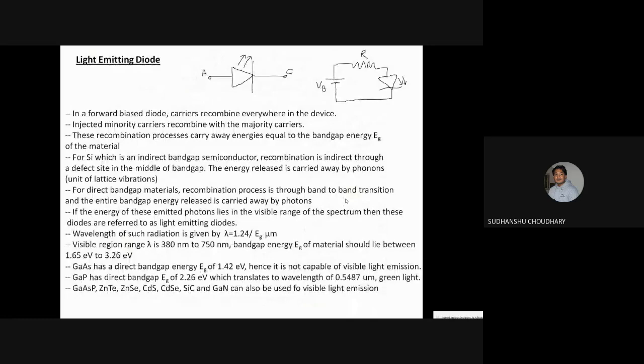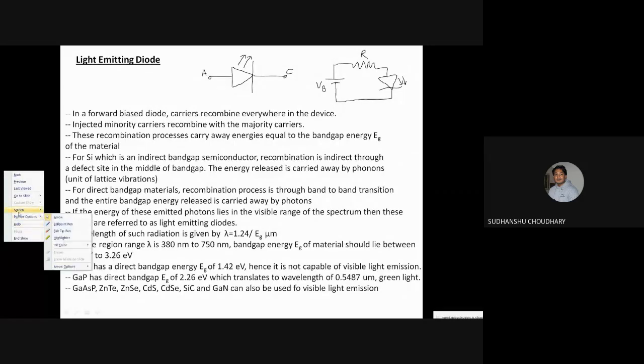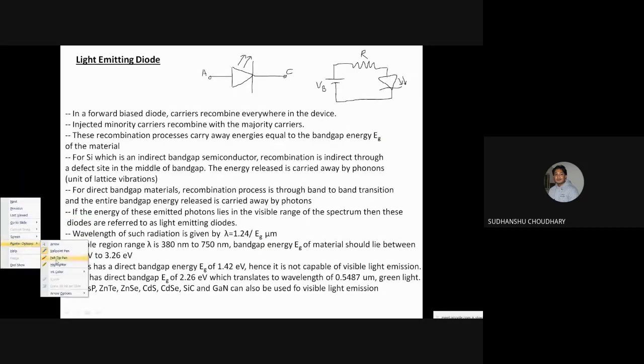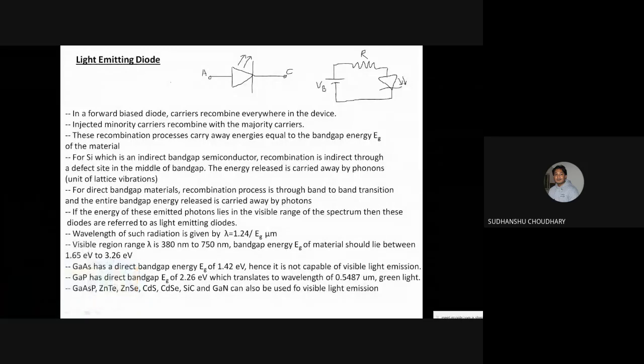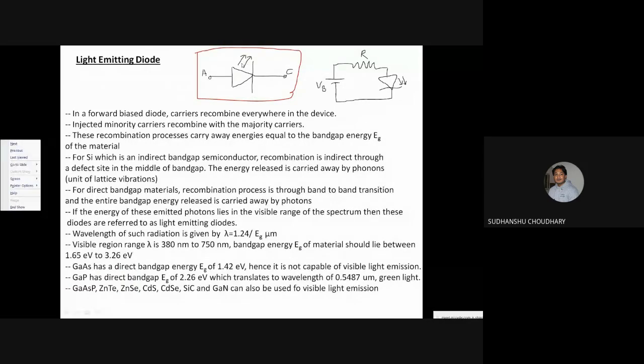Now let us talk about the light emitting diode. This is also similar to the same PN junction diode that we had studied. The symbol of this light emitting diode, or LED, is a normal diode followed by two arrows going outside, away from the diode. So these two arrows represent LEDs. And this light emitting diode is always used in forward bias mode.